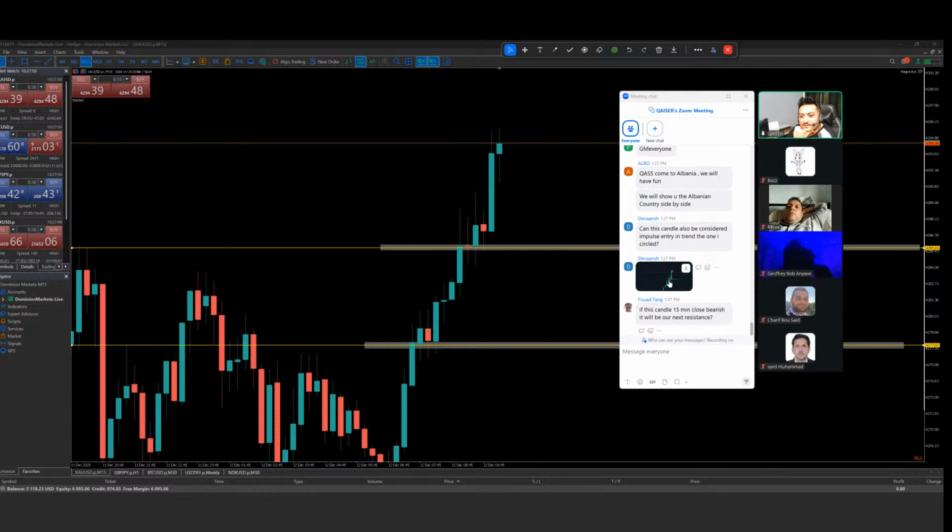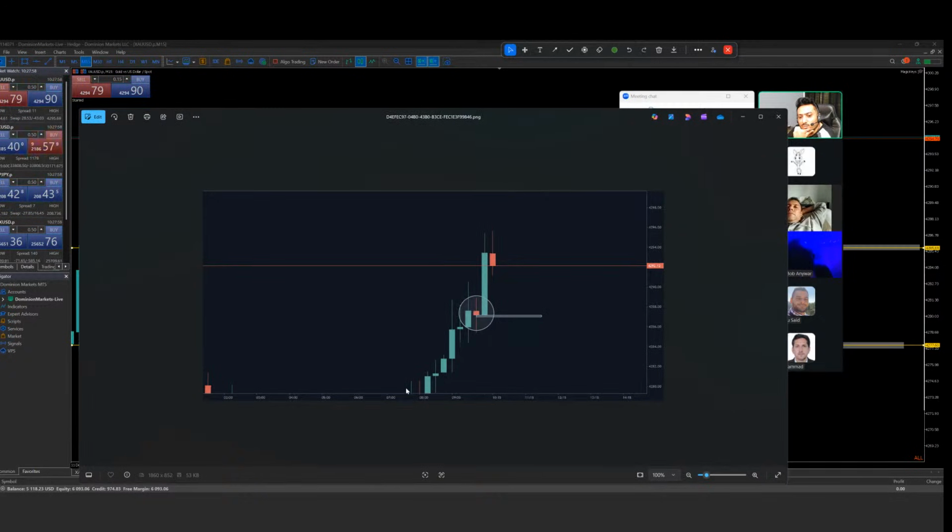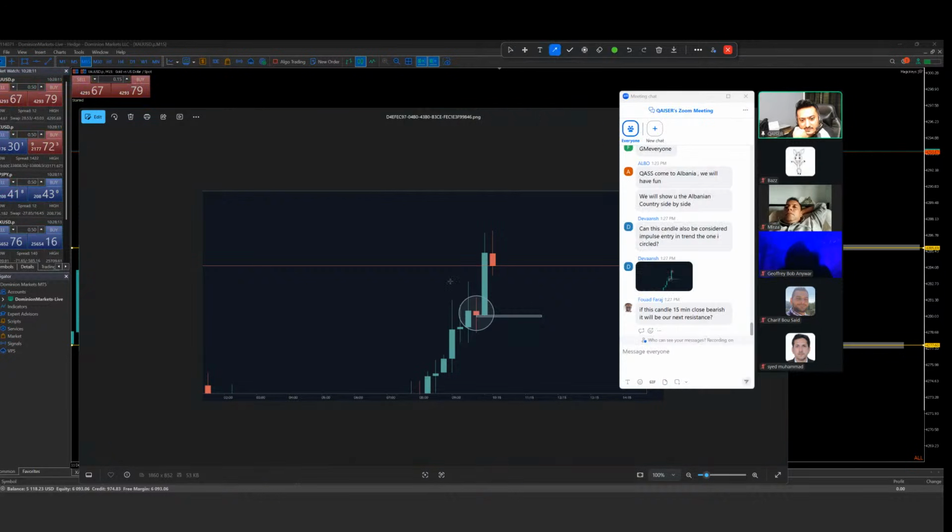Can this kind of also be considered an impulse entry in trend? The one I circled. No, no. It was consolidation. It was not an impulse entry. Impulse entry was, you know what? Where was the impulse entry? When it broke above these wick highs, depending on the volume only. But it's still risky.